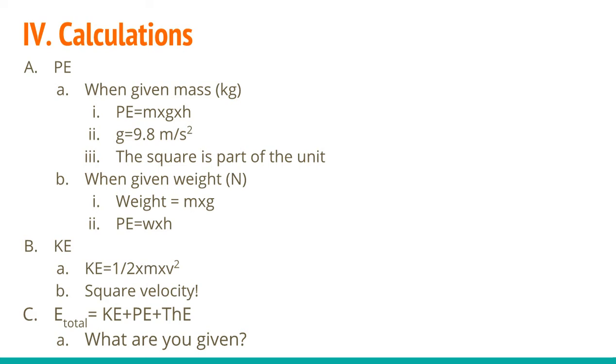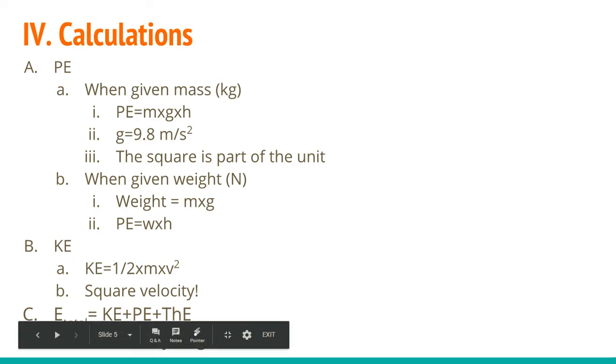Now, another thing that we messed up is that the square in this case is part of the unit. You do not square 9.8. This square here is like another number. You have to memorize the fact that this is part of the unit and you do not square 9.8. There is no square on g. You have to memorize that. You cannot forget that. What you do square is down here, and we'll get to that in a minute.